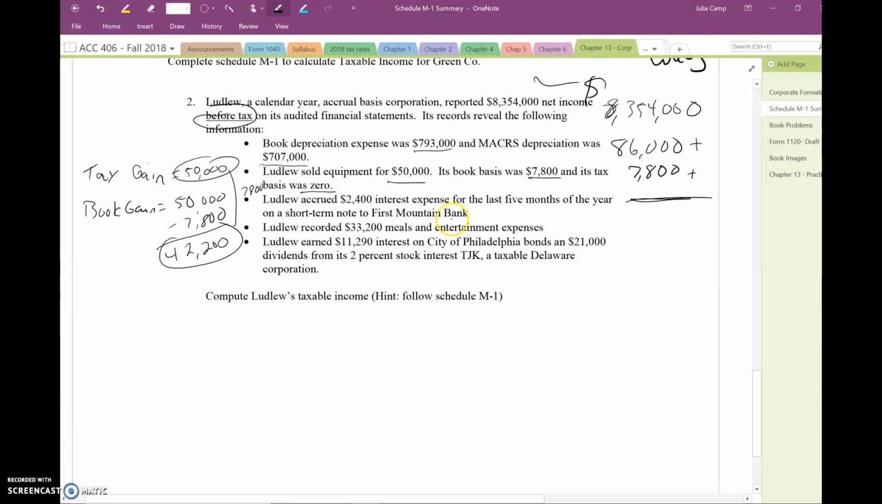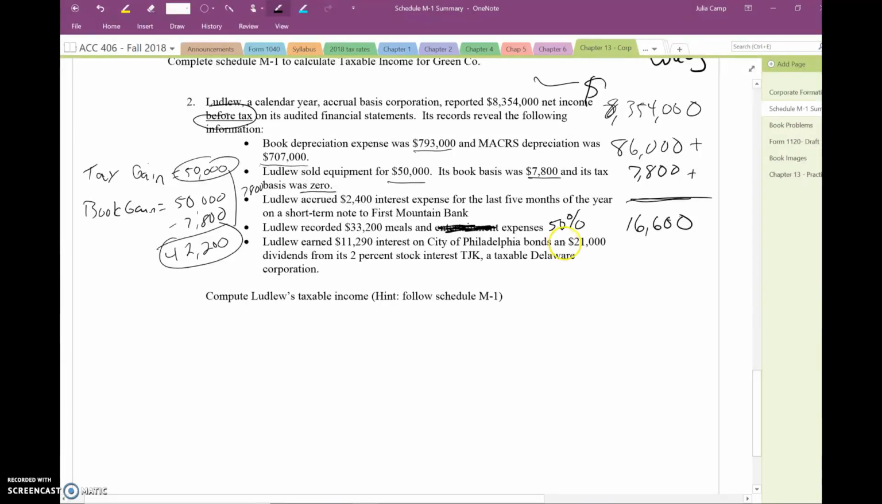Okay? They recorded 33,200 meals and entertainment. Because I haven't adjusted this, let's just say this is just meals. Okay, because entertainment will be nothing. So, in other words, only 50% of this should be allowed. So that means you have to add back 50%. So 16,600.